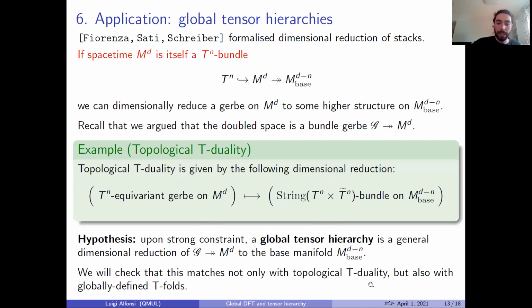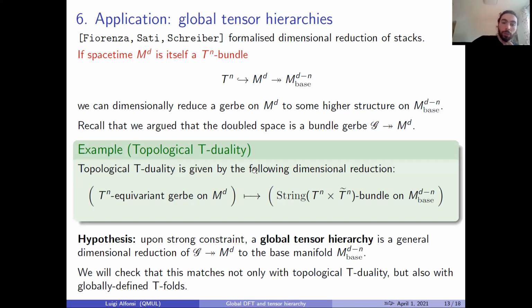And the next and probably very last part will be about T-folds. So let's check very briefly how the global geometric structure of a T-fold can be defined in this way, starting from a gerbe and then reducing it. In some sense, you could see this kind of operation as an attempt to make globally defined some operations that were done in double field theory since the very beginning, but in a mostly local fashion, at least.